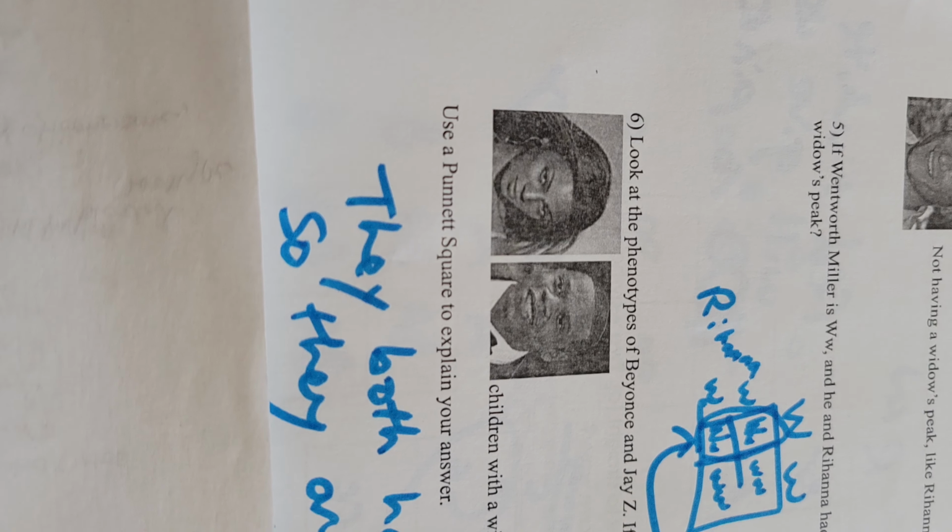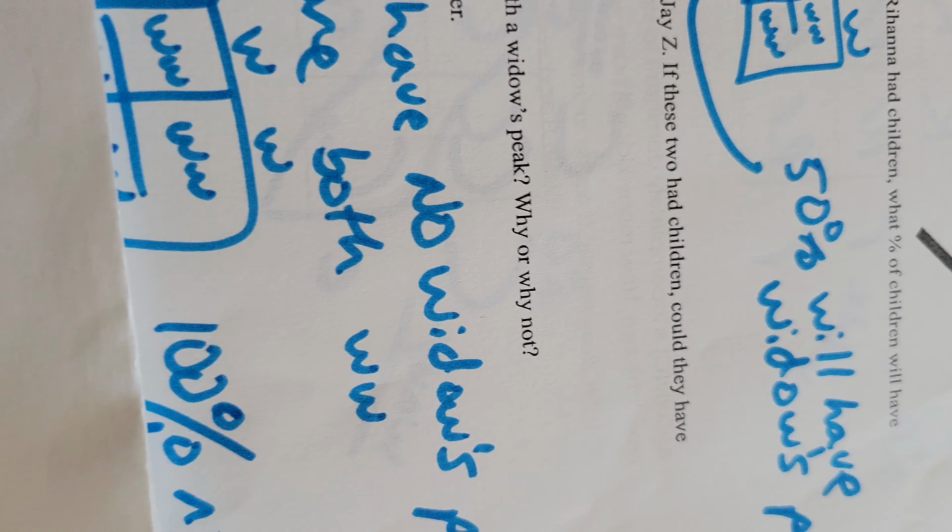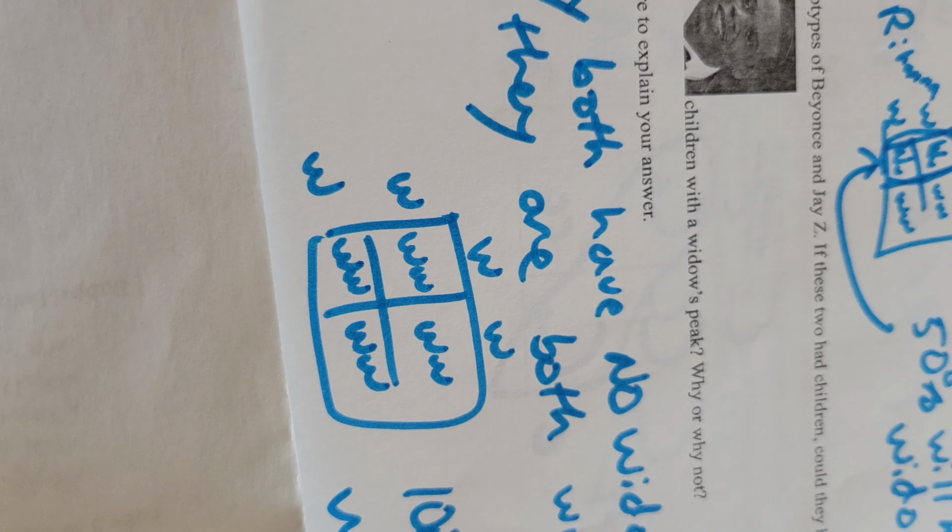If we look at Beyonce and Jay-Z, they both have no widow's peak. Therefore, they are both little W, so 100% of their babies will have no widow's peak.